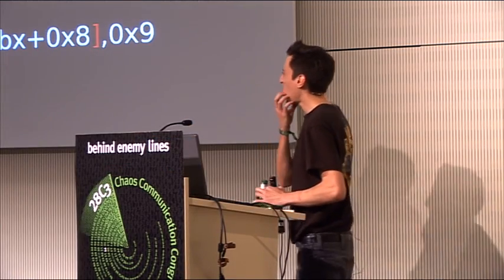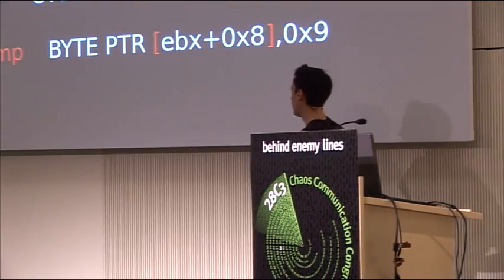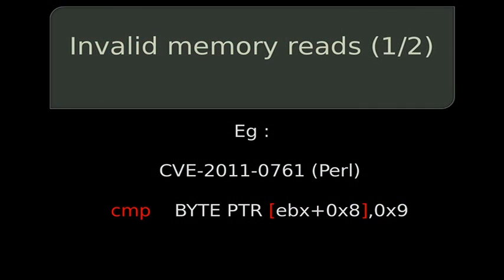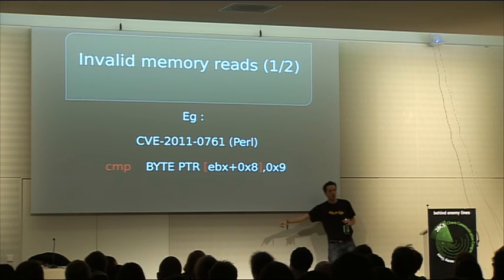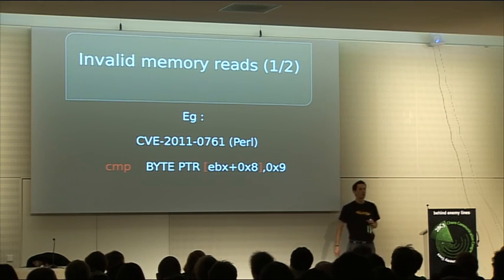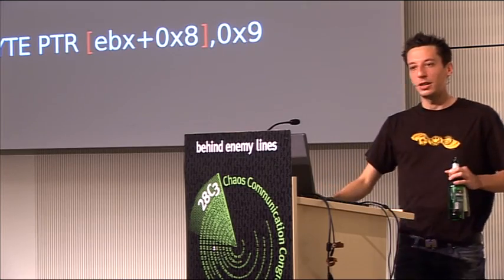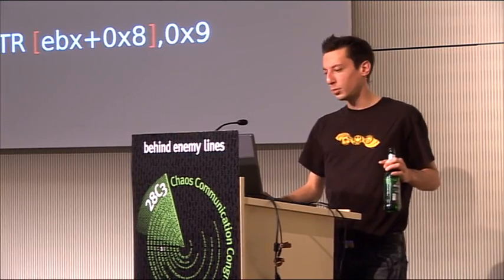Invalid memory reads are pretty unlikely to be exploitable, actually. There are some cases where it is. For instance, imagine this comparison is supposed to be true 99% of the time, and you can make it fail. It's going to take another branch and execute code it was not supposed to. And that's pretty bad. Question? Nope? Oh, good.